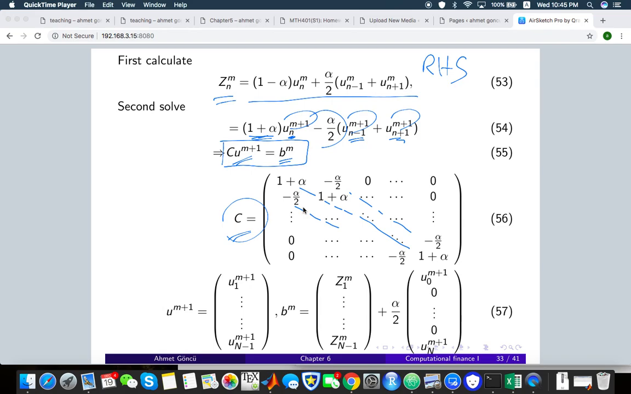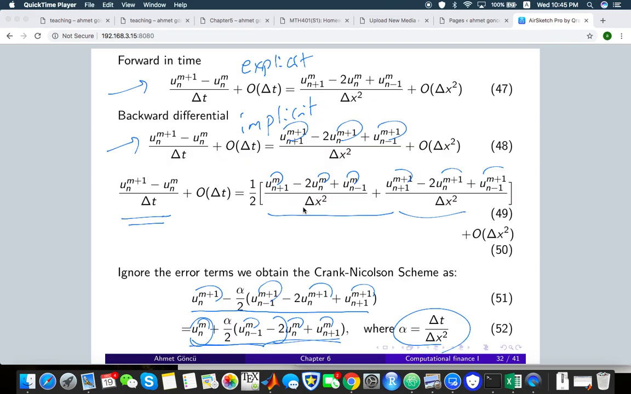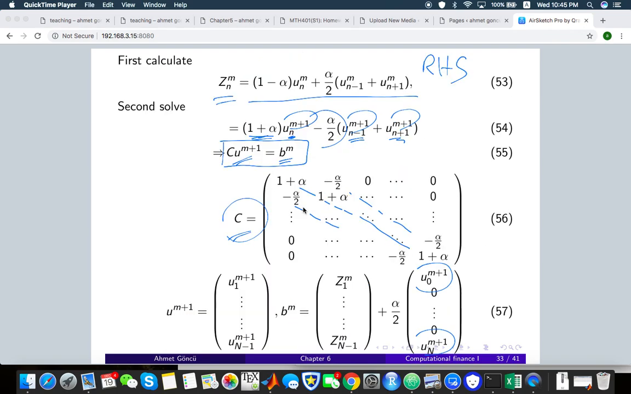And basically, once we set up everything, the only thing that remains is our boundary conditions. So these are separately added to this right hand side. So the boundary conditions come here.